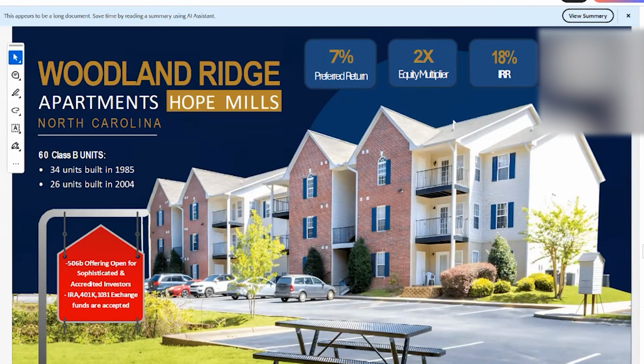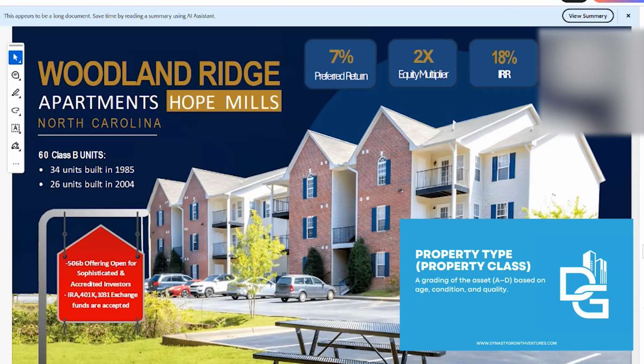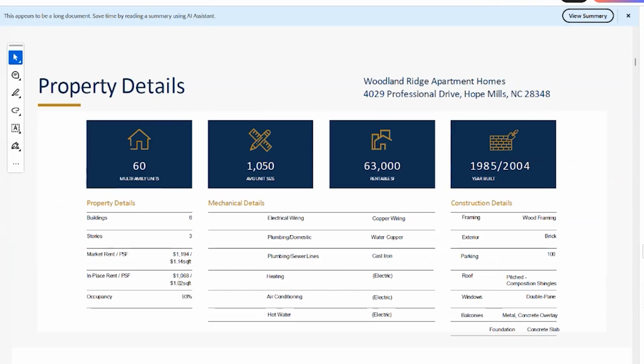So 60-unit property, 34 units built around 1985, 26 units built in 2004. The year that the property was built lets us know the class. Obviously, the older the property could mean the more renovations required. Occupancy at 93%, which is pretty healthy with just enough room for growth.